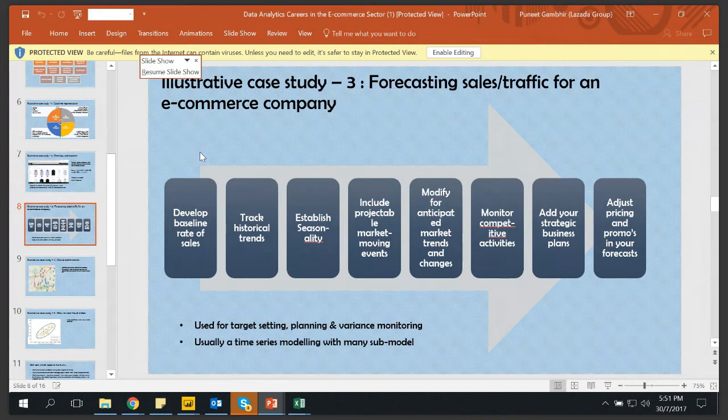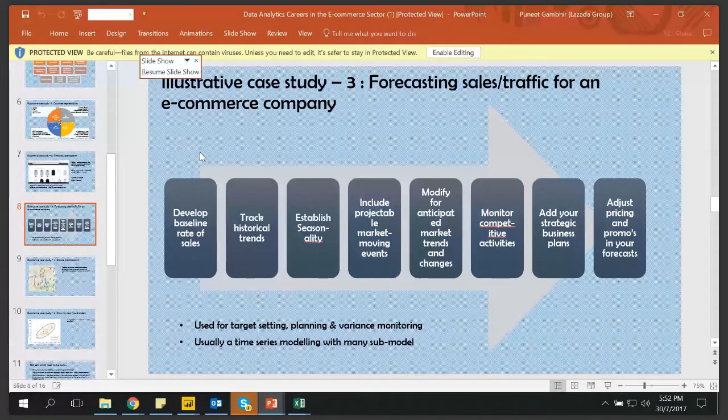You will try to separate out factors such as seasonality, whether there were any special occasions where sales could have gone up in the past, because then you will need to treat it differently in your data. You will include projectable market moving events. If you know that certain changes are going to happen in the near future which could affect the sales, for example a new mobile phone, let's say iPhone 7 or 8, whichever is the next one to be launched, and you are a platform that sells it, then obviously you will need to take that into account and project it as an additional item over your whole prediction.